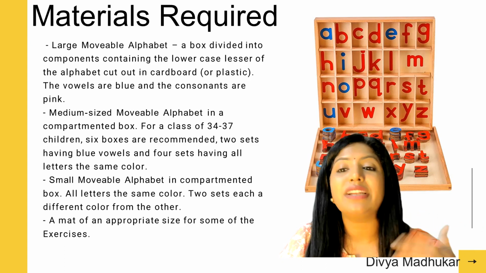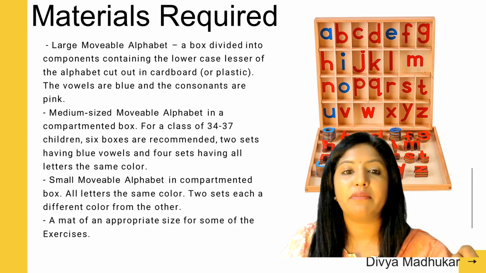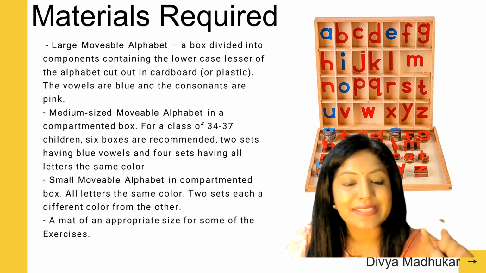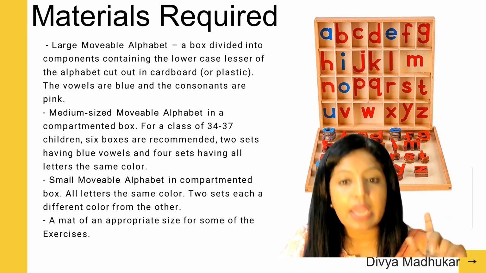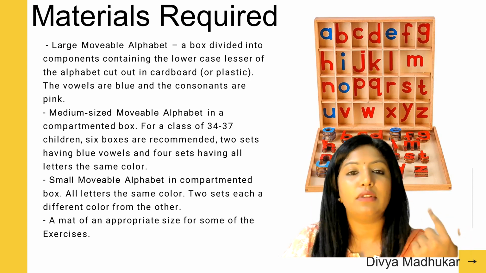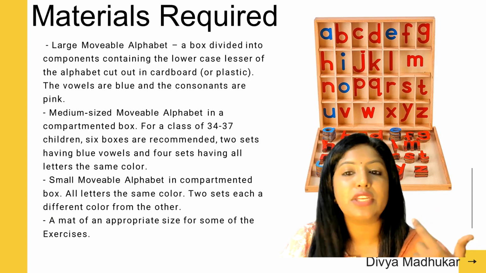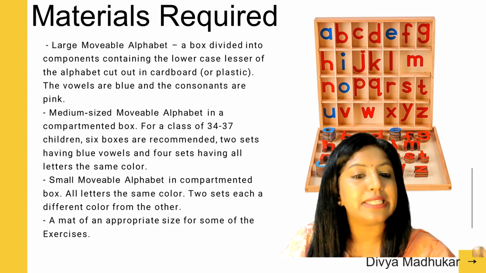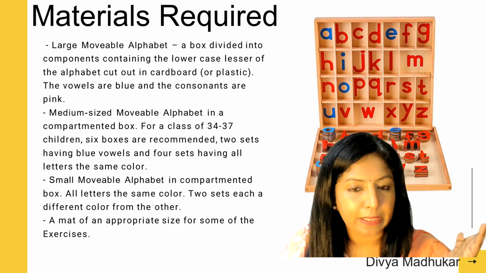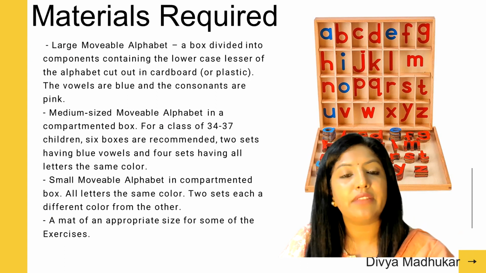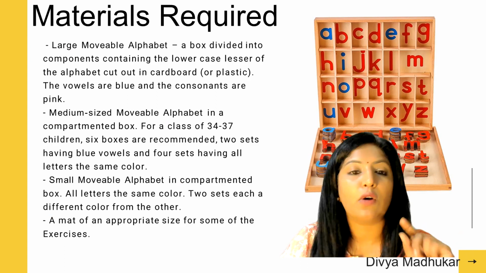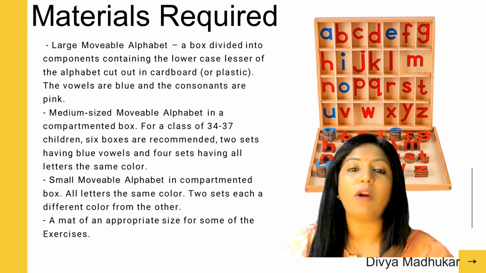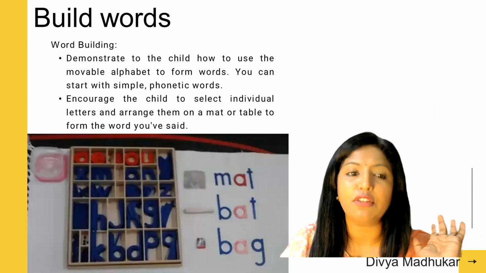They come in different sizes. This movable alphabet comes in large size, and it also comes in medium and small sizes. One thing we have to look at here is the differentiation of the letters. All vowels are in blue and all consonants are in red or pink. Movable alphabets come in print font, and they also come in cursive font. You have to choose depending on what is being introduced to your child at your school.